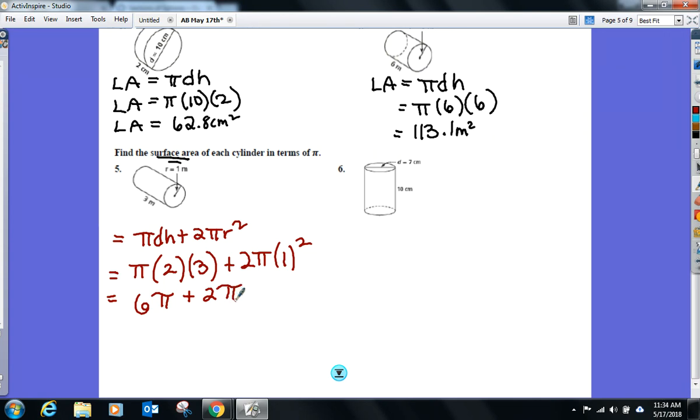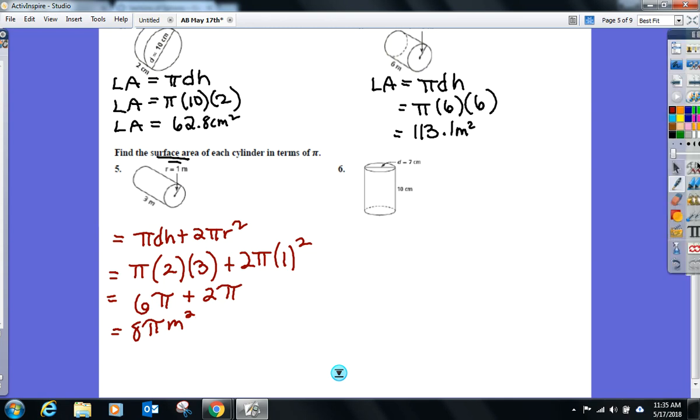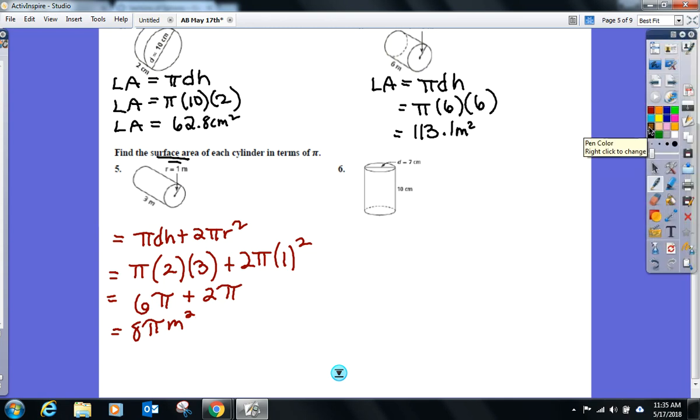You're better than that. Can I combine those two? Yeah, as long as both have pi's in them. So this will be 8 pi meters squared. All right, go ahead. Try 6 on your own here. Leave it in pi, leave it in pi.